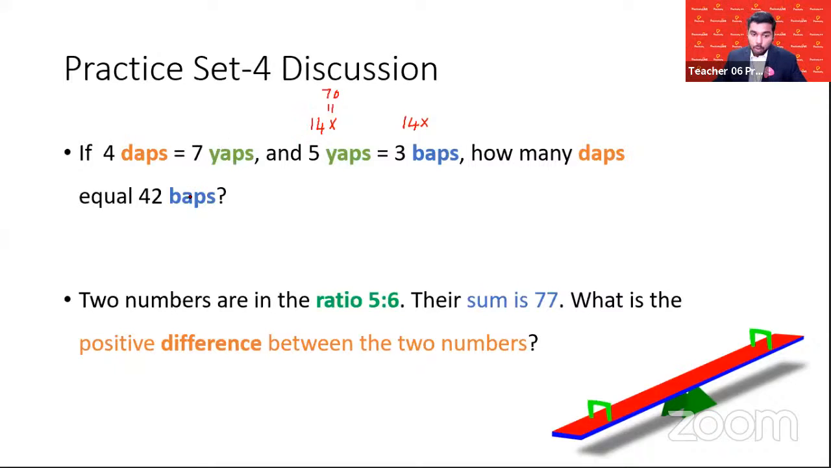So 42 baps is the same as 70 yaps. 70 is obtained by multiplying this by 10. So if you multiply this by 10, you have to multiply here also by 10, which means you will get 42 baps is equal to 40 daps. So 40 is the right answer.